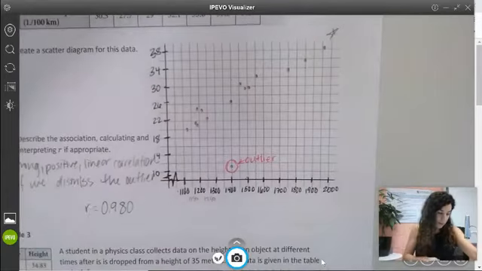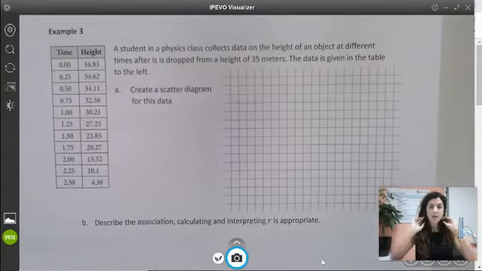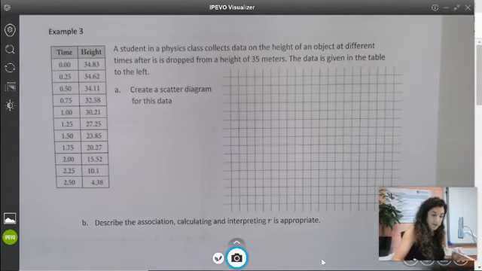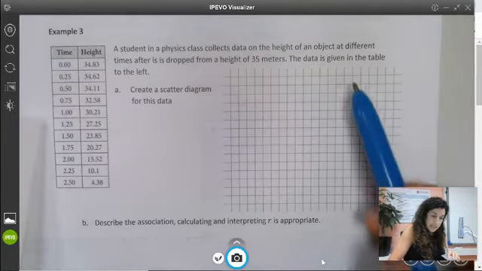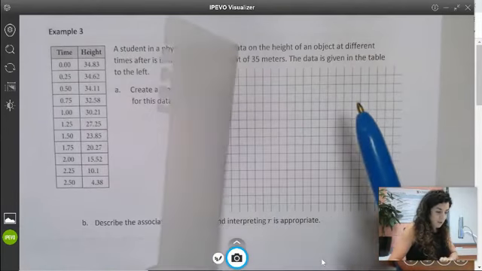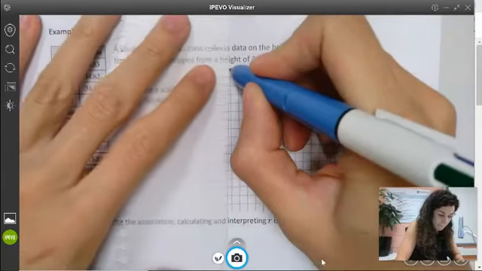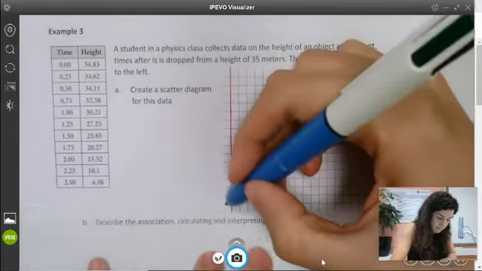All right, last problem. A student in a physics class collects data on the height of an object at different times after it is dropped from a height of 35 meters. The data is given in the table to the left. Create a scatter diagram. So I'm going to have time down here and height up here.